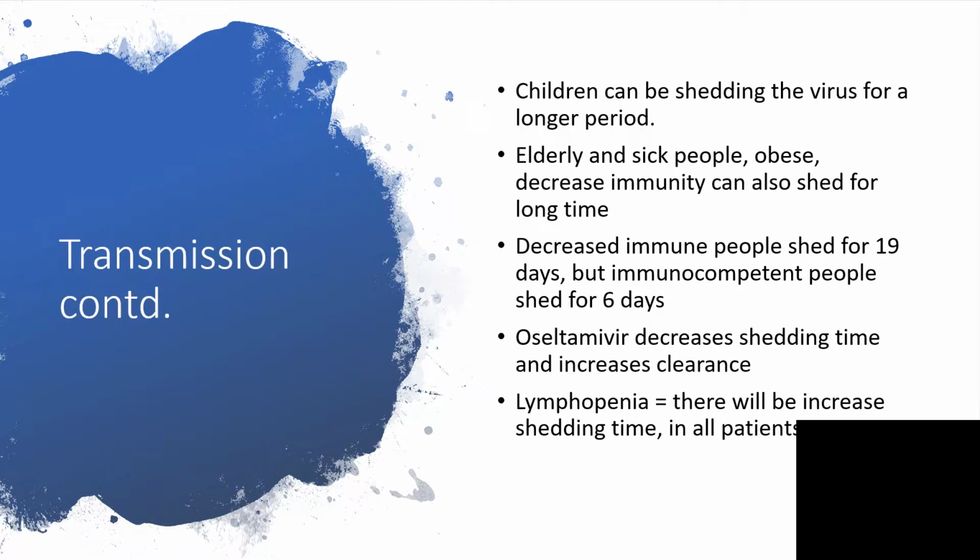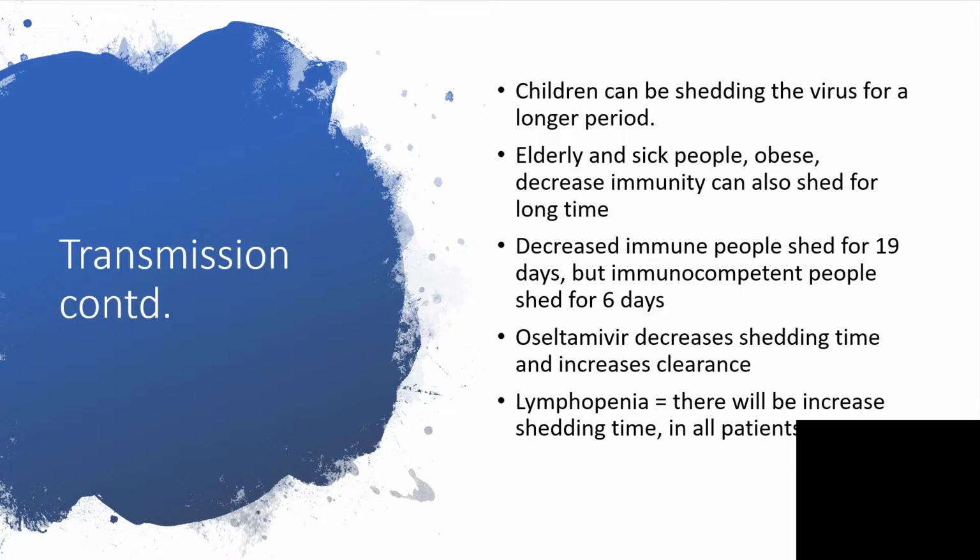Children can be shedding the virus for a longer period of time. That might account for the reason why little kids in daycare, preschool, and school age groups could easily spread it more than other people. Also, elderly and sick people, obese, and everyone with decreased immunity can also shed the virus for a longer period of time. Decreased immune people shed for about 19 days, but immunocompetent people will shed it for about 6 days.